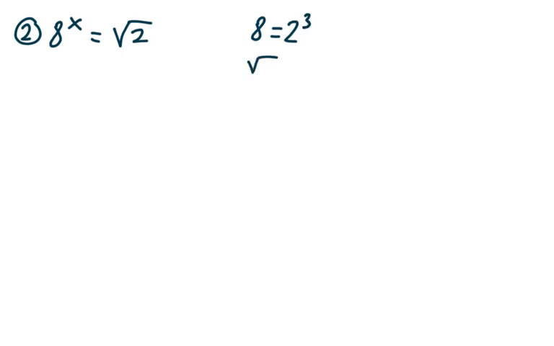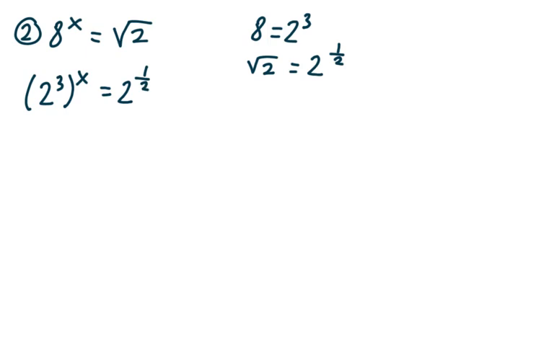Let's take a look at number 2. Suppose 8 to the x is equal to the square root of 2. Now, I'm going to rewrite both sides so that they have the same base. Now, 8 can be written as 2 to the 3rd. The square root of 2 is equal to 2 raised to the 1/2. So 2 to the 3rd to the x is equal to 2 raised to the 1/2.